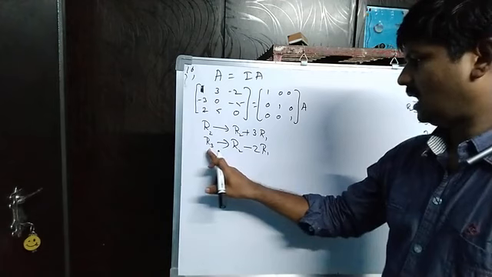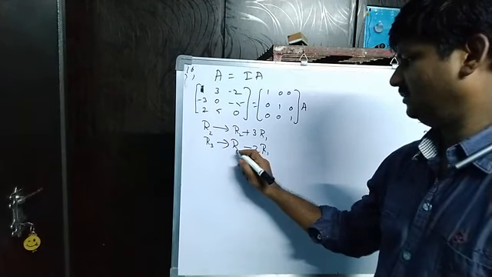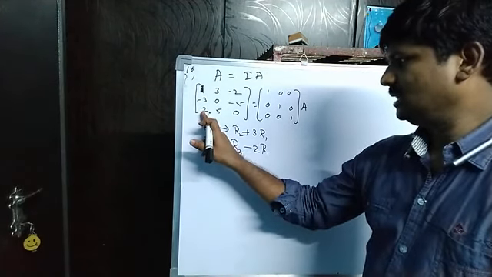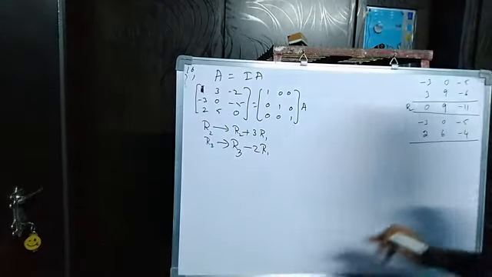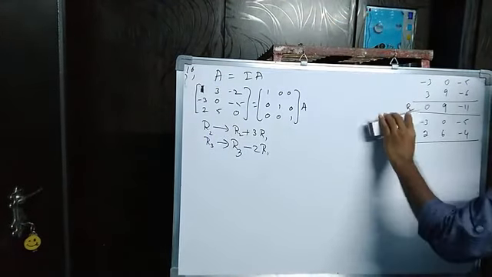Just see, R3 changes, right? It is not R2, it is R3. From 2 only you have 3, 2 minus 2, 0, right? R3, that is not R2. Just observe that one.